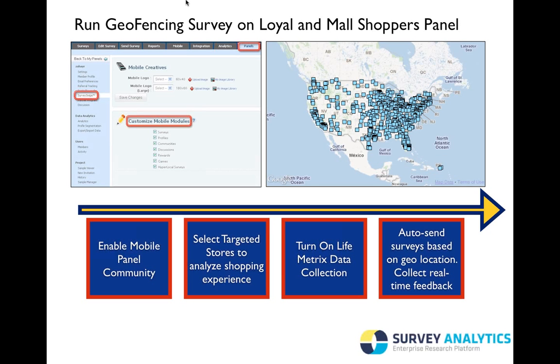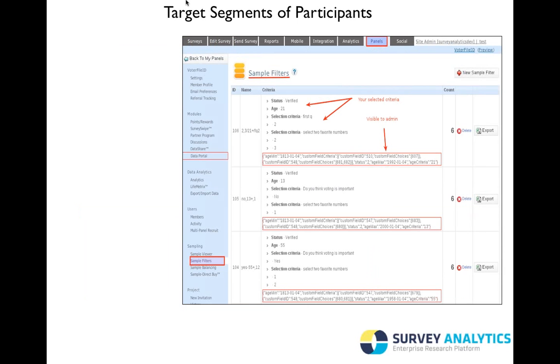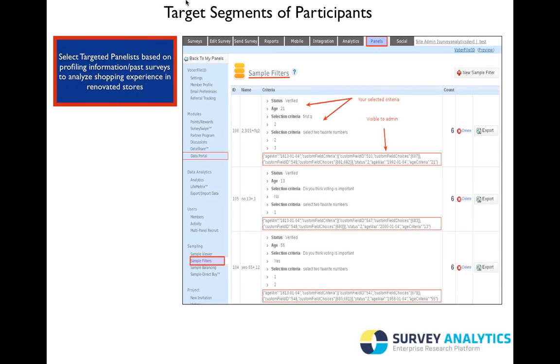Other things you can also do with geofencing is you can turn on life metrics data collection. So if you're interested in finding out what their battery life was when they took the survey, what apps they were running while they were shopping, what system they're on, whether or not they're on an iPhone, an Android, that kind of thing. We can collect those passive data and bring that back.